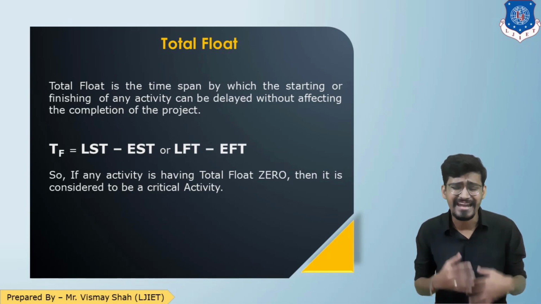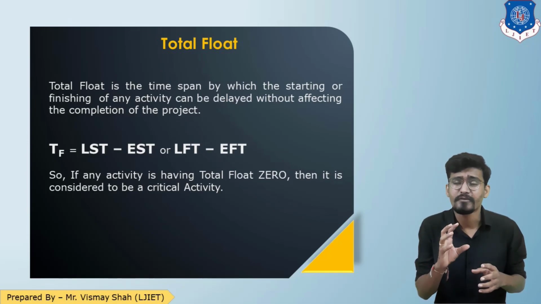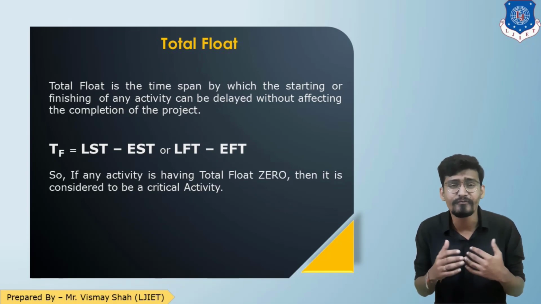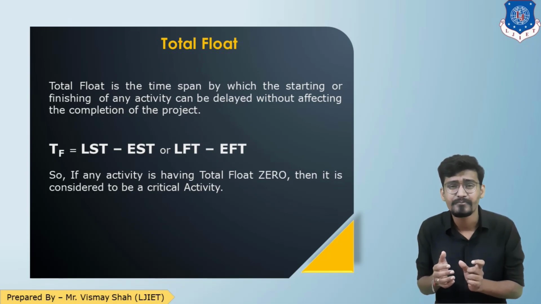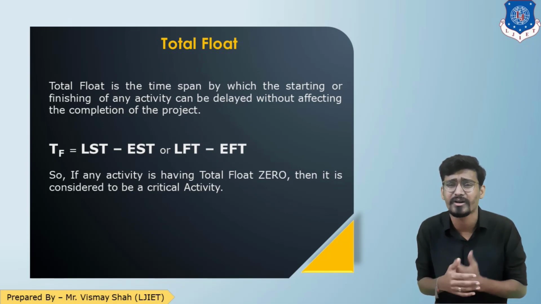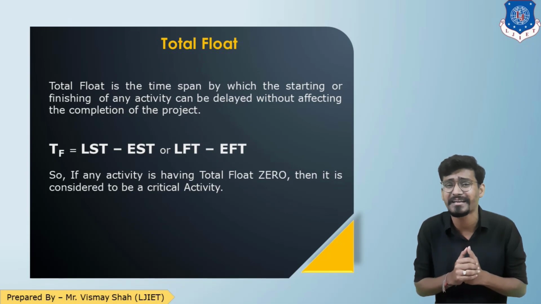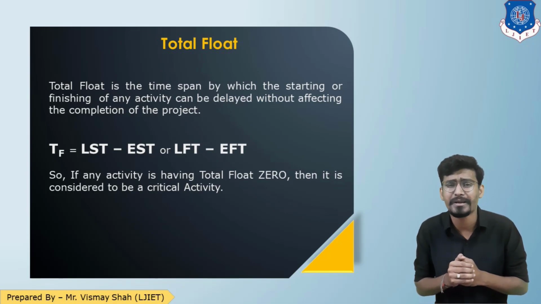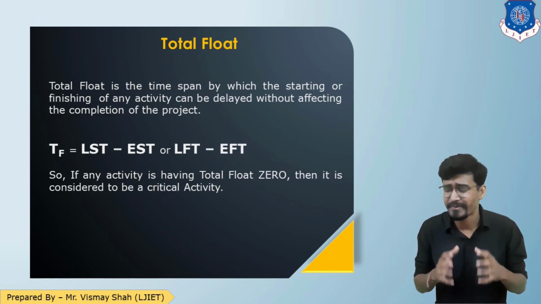Now, what if any activity has total float equal to 0? Total float was the free time available with the activity. If total float is 0, that means the activity has no free time. What does that mean? That means we need to perform that activity very accurately without fluctuating it. And that is your concept of critical activity. So if I want to find out the critical activity or critical path of the network, I have to find the total float of each activity, and those activities having total float equal to 0 will be my critical activities, and the path connecting them will be the critical path.